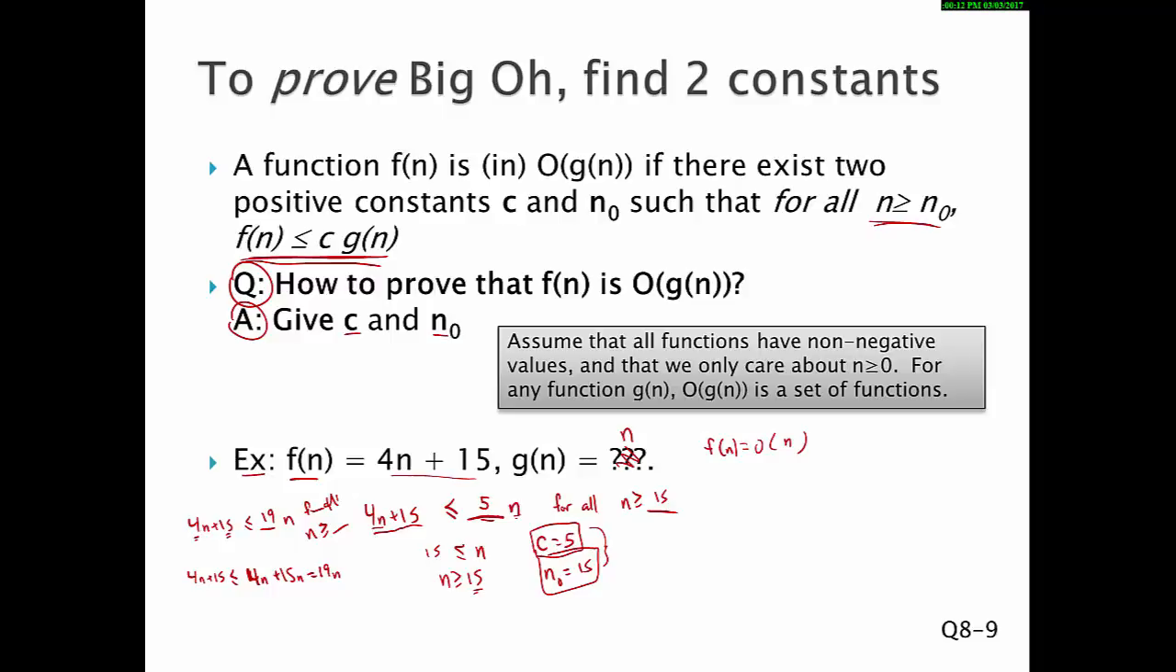Well, when is this true? When is 15 less than or equal to 15n? Well, if n is at least 1. So could you have proven it by using c equals 19 and n naught equals 1? Sure. You just have to give some constant. It says there exists, so you have to show ones. Pick easy ones so that you can easily show me that this inequality is true. Make your life easy.